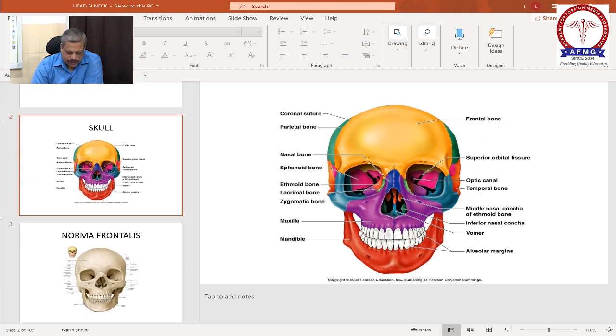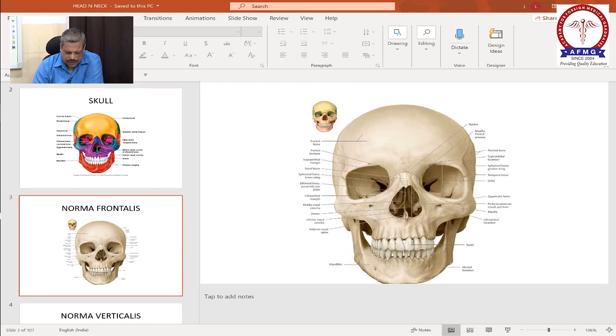Another view of norma frontalis. This is the norma frontalis. This is maxilla bone. This is mandible bone. This is nasal bone, and this is the nasal septum, which is formed by vomer bone. These projections which are present in the lateral wall of nose, these are known as the concha, and I can easily identify this is the inferior nasal concha, and this is the middle nasal concha. The largest one is the inferior nasal concha.